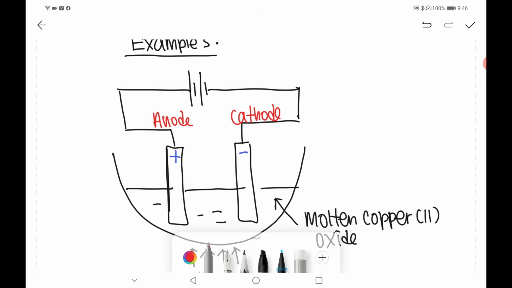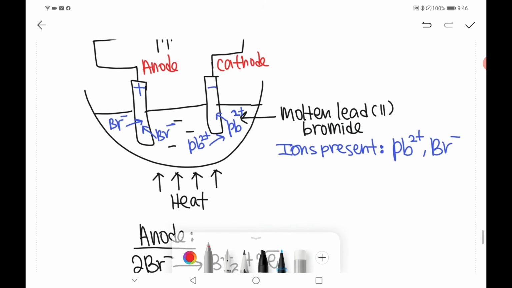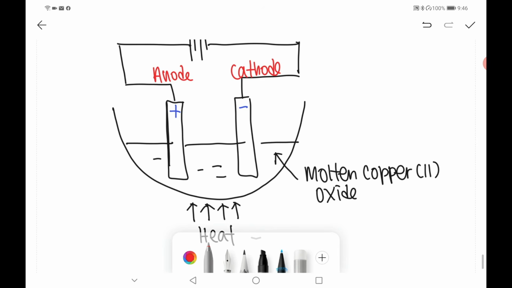Voltaic cell is the opposite. In a voltaic cell, anode is negative, cathode is positive. That is voltaic cell. So please be very careful, don't mess up. You can use the VAN concept I taught you just now to memorize.